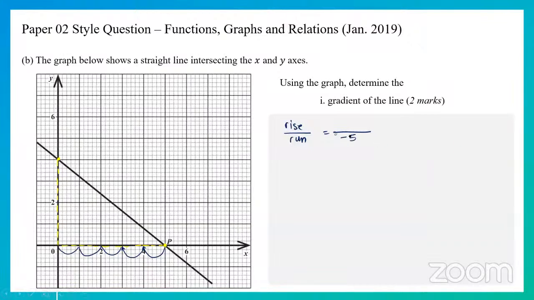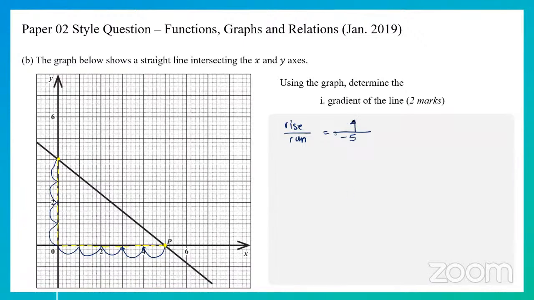My rise, coming up from that same point right there, and we're moving upwards, so it's going to be positive. 1, 2, 3, and 4. So it's going to be positive 4.